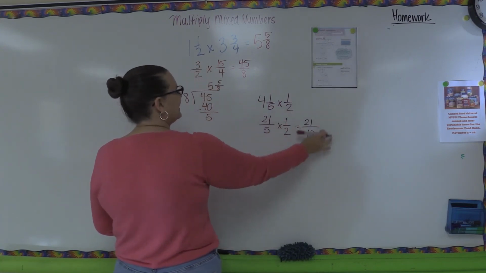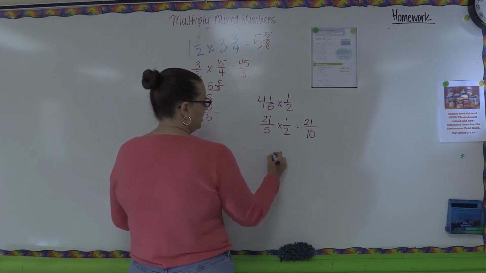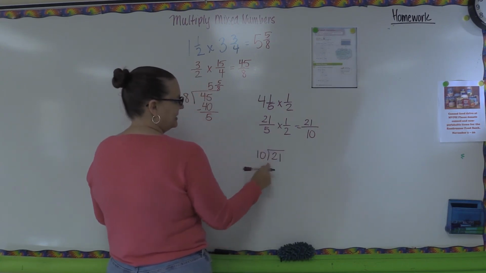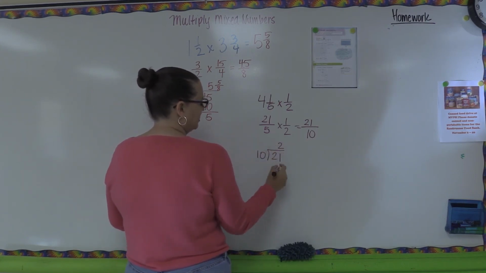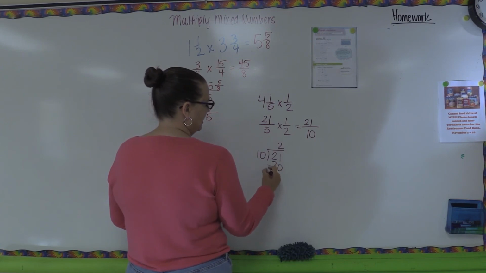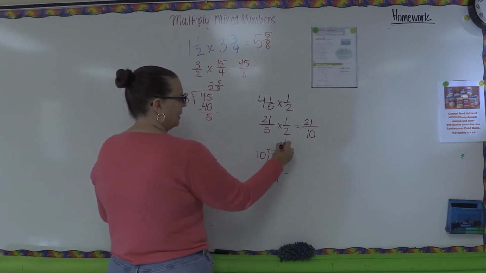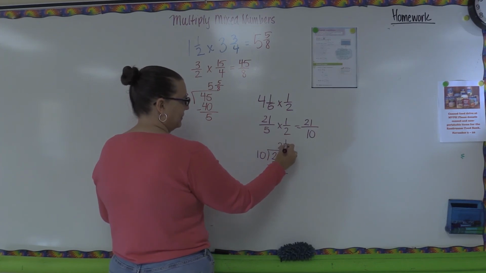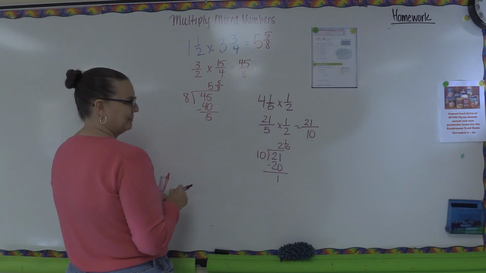You're going to take this improper fraction, turn it back into a mixed number by doing 21 divided by 10. How many 10s fit into 21? That would be 2. 10 times 2 is 20. You're going to subtract. You're going to put your remainder on top of your divisor. So you end up with 2 1/10.